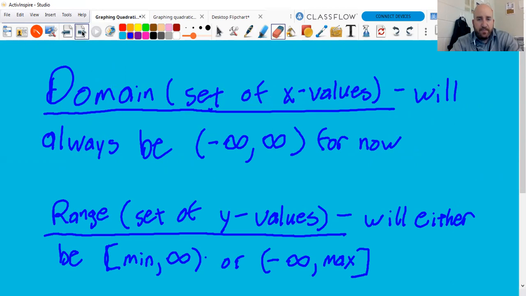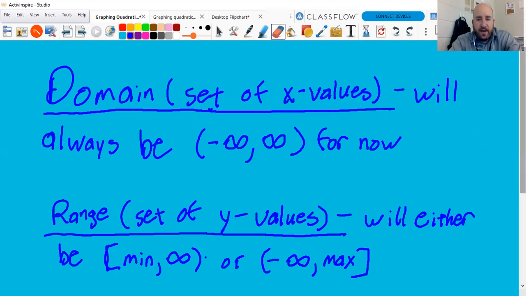All right, so domain. We're talking about the set of X values our graph is covering. For right now, it will always be negative infinity to positive infinity. So when I have my parabola, again, this end is going up and to the left. Nothing's ever going to stop it from going left. This end is going up, I'm trying to make it a little more vertical. This end is going up and to the right. There's nothing that's going to stop it from going to the right.